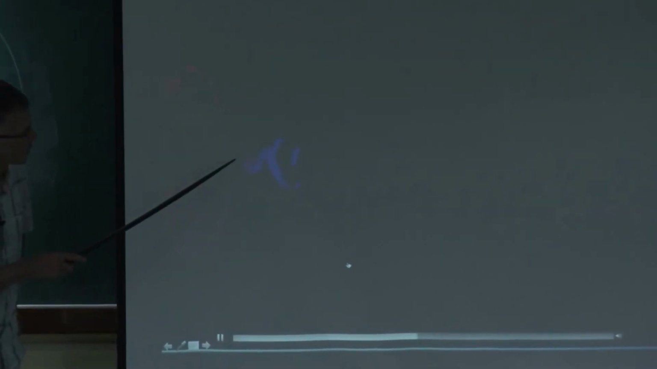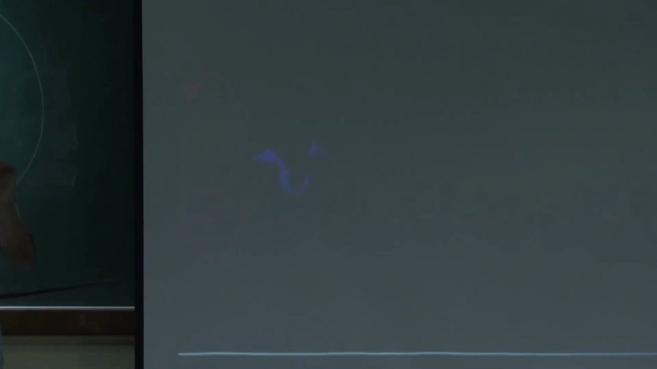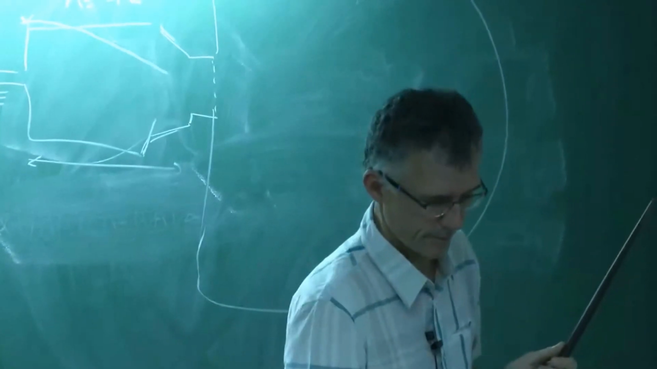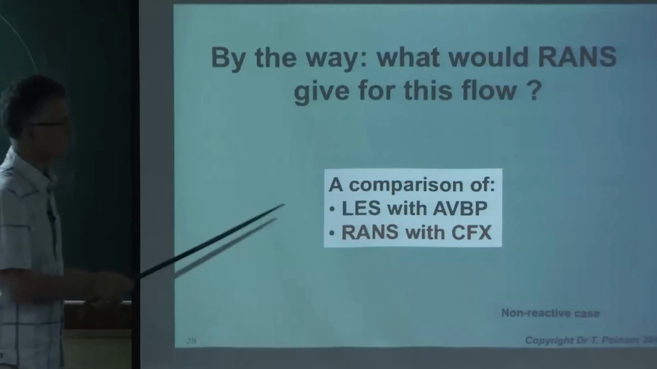This is an isosurface of pressure, yeah? That's the same one. Maybe you have some problem seeing that. The blue zone here is also turning. It's also the center. It's the center of the PVC that is found by the low values of pressure. Now, by the way, since we are there, what would RANS give on this flow?